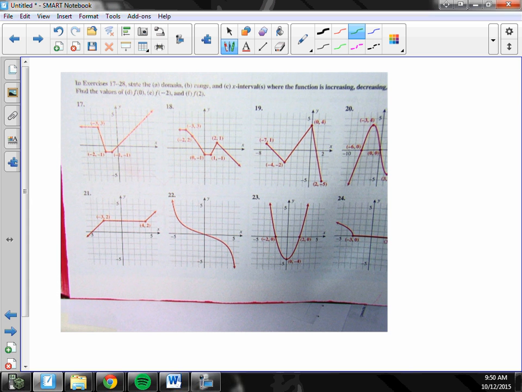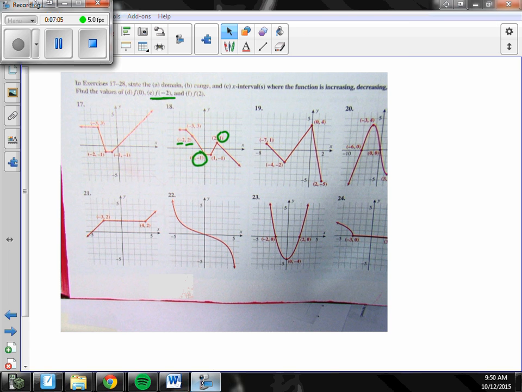Okay, we also need to find the values of f of 0. What is f of 0? When x equals 0, y equals -1. Okay, what is f of -2? When x equals -2, y equals 2, and f of 2 is 1. That's it. Okay. Good luck.